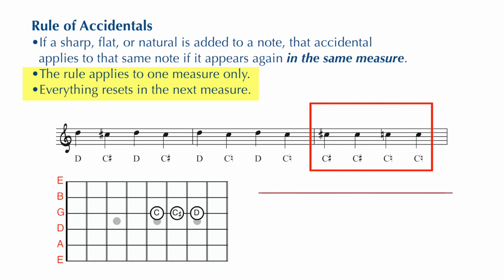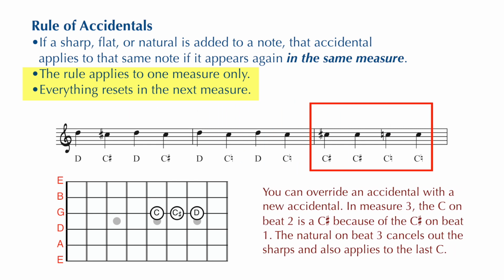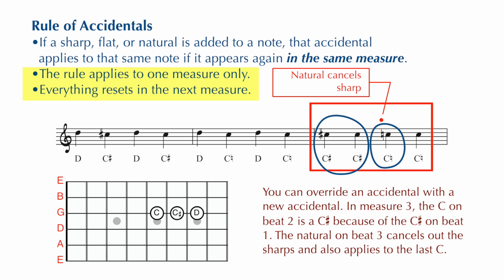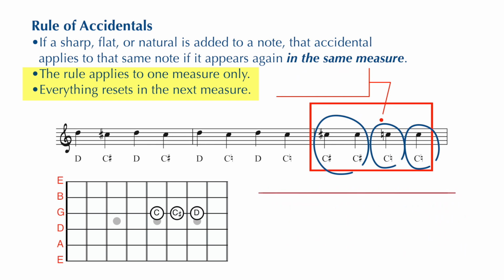You can also override an accidental with a new accidental. These two notes are C sharps, the first one because it has a sharp sign in front of it, and the second one because of the rule of accidentals. This natural sign cancels out the sharp, so this is a C natural. And now the natural sign carries through the rest of the measure, so this last note is also C natural.